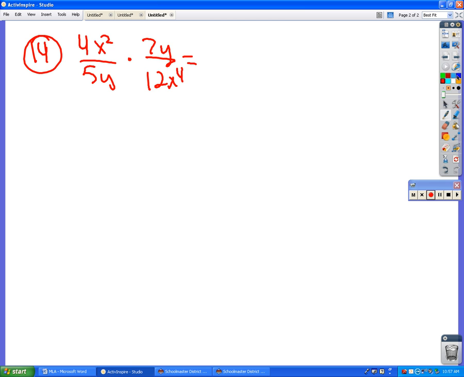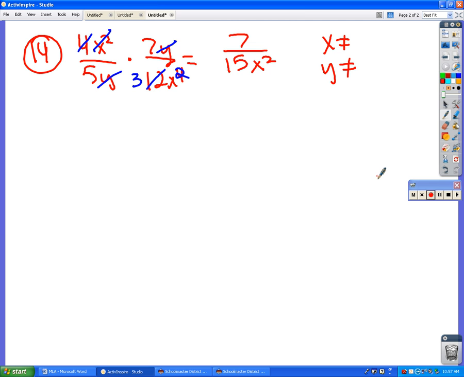So I'm going to look at this and I'm going to go this y and this y cancel. All right? X squared and x to the 4th. The x squared reduces this to an x squared also because it cancels out. And the 4 and 12 become a 3. Is there anything else left that I can do? No. So my final answer for this is a 7 on top, like 5 times 3 is 15 on the bottom, and we had an x squared left.